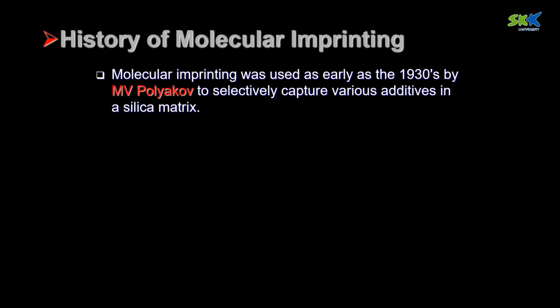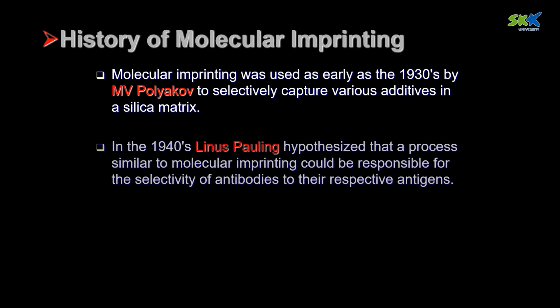That terminology actually comes from the 1930s, from the Russian scientist called Polyakov, who was capturing various additives in a silicon matrix. A decade later, another scientist called Pauling hypothesized that a process similar to molecular imprinting could be responsible for the selectivity of antibodies to their respective antigens.